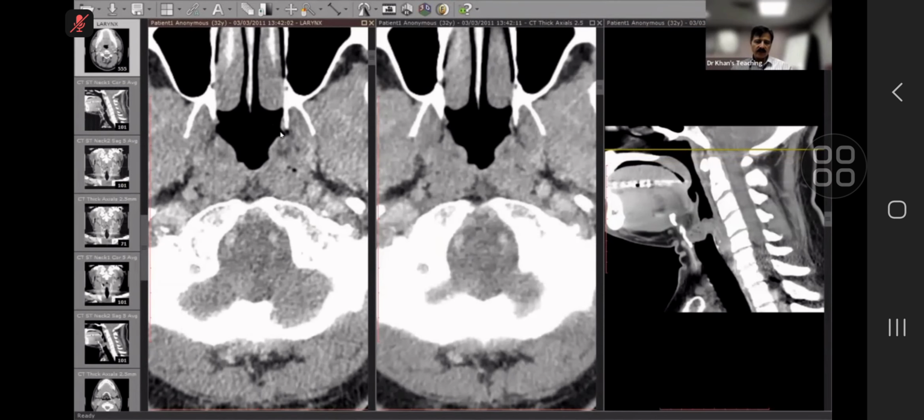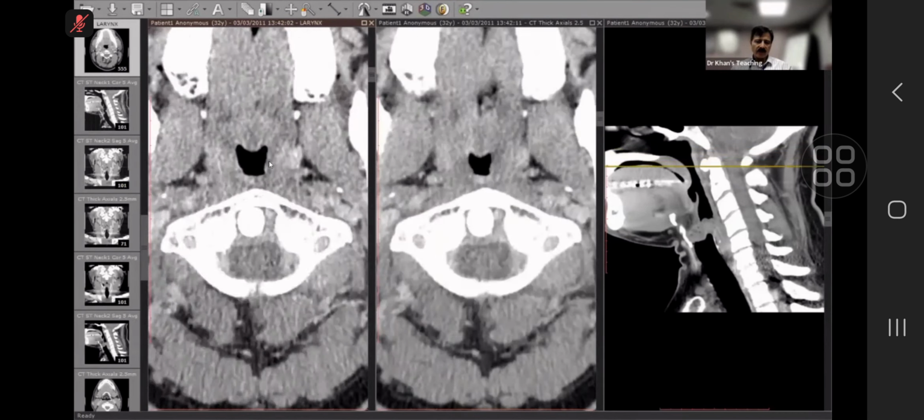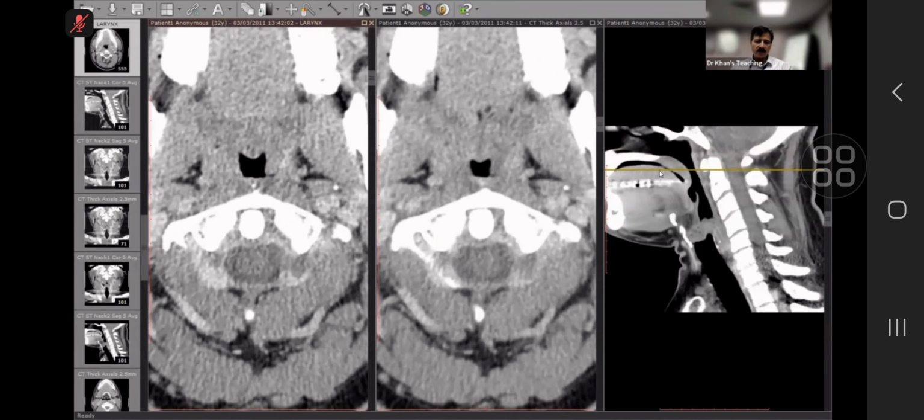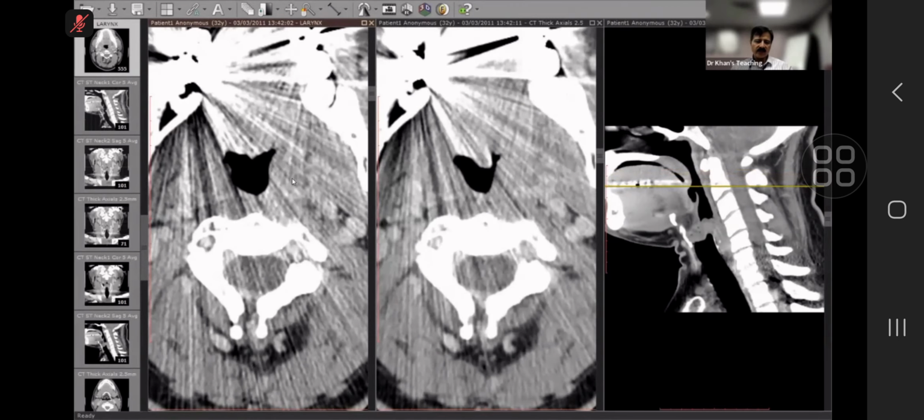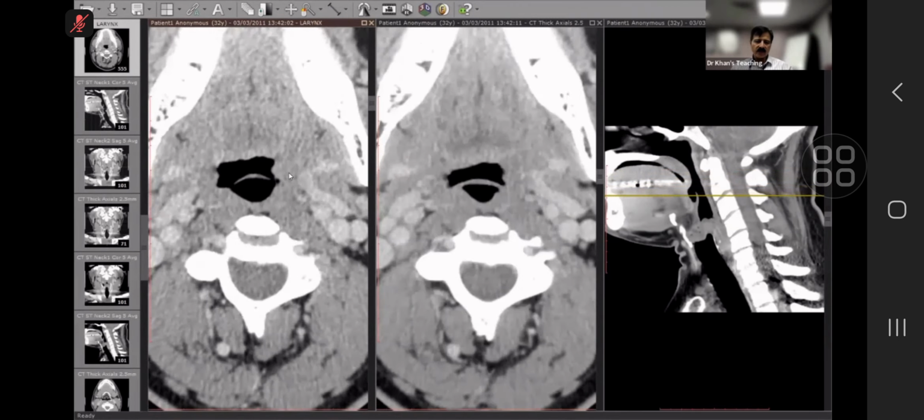So we are in the nasopharynx here. Now we are coming here. We are passing through the soft palate, the oral cavity. There is a bit of dental artifact. Now, what is this candidate?